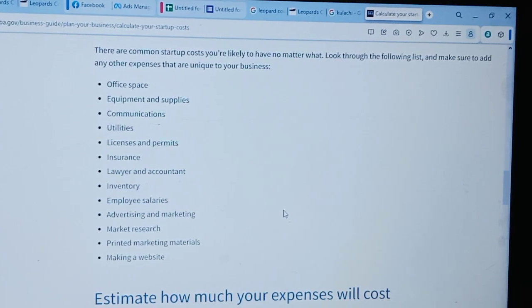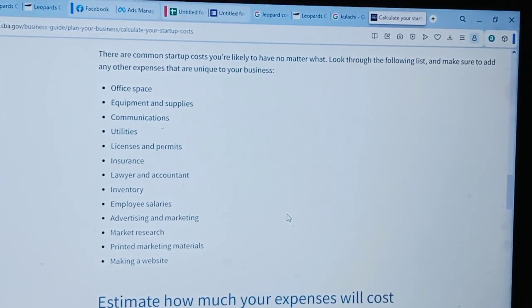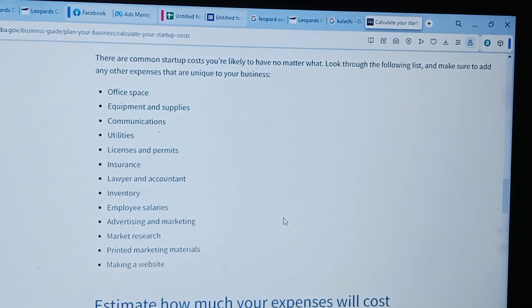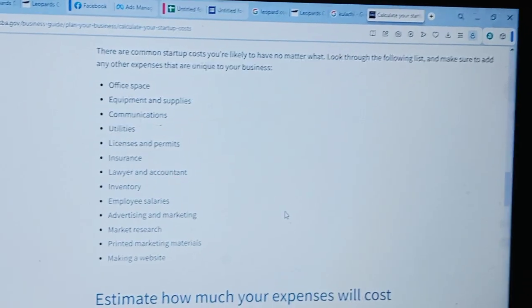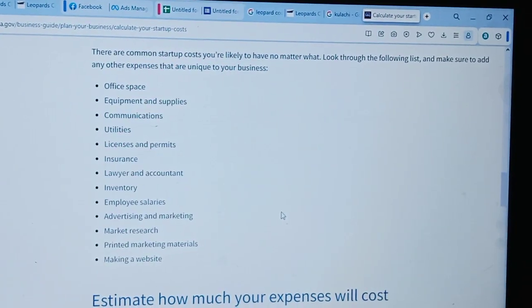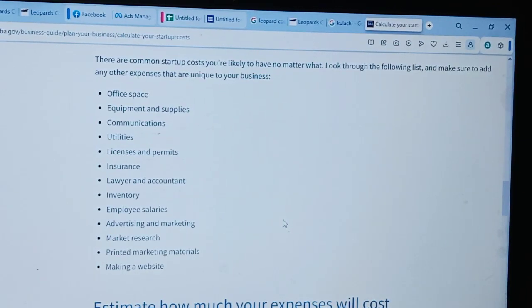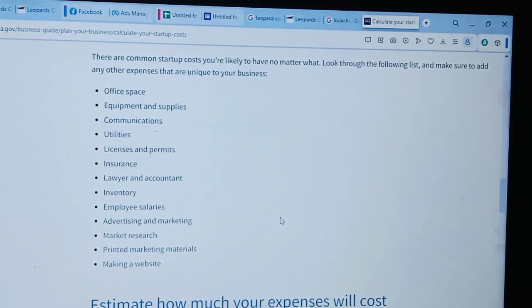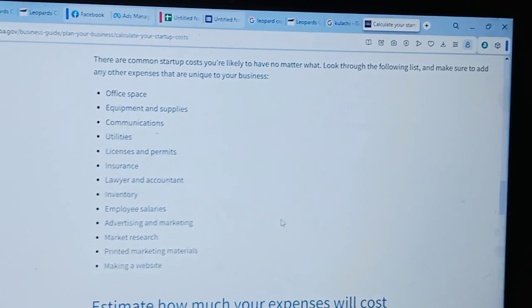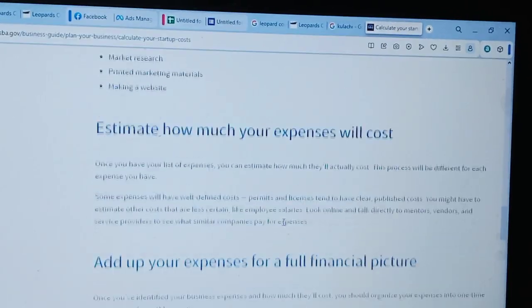Office space, equipment and supplies, communication, utilities, licenses and permits, insurance, lawyer and accountant, inventory, employee salaries, advertising and marketing research, printing, marketing materials, making a website.